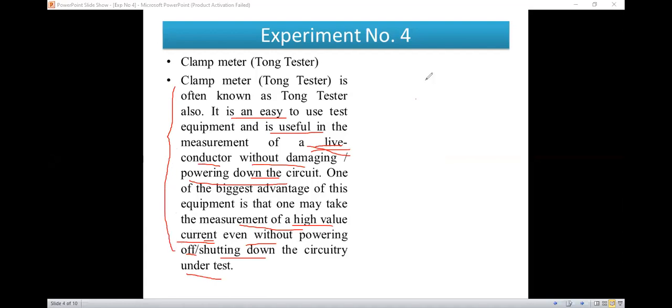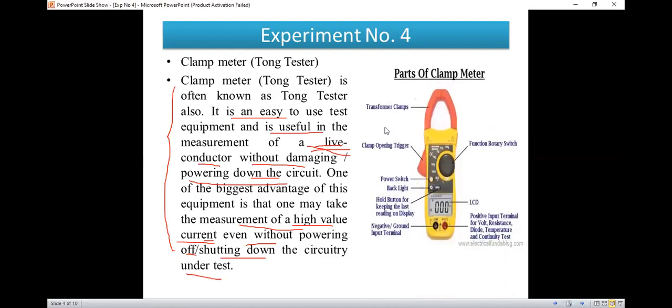Okay, so I will show the diagram. I think you people have seen this equipment somewhere. See, this one is the clamp meter. Just if we want to measure the current on the live wire, at that situation this clamp meter is placed, or the wire can be placed in this meter.